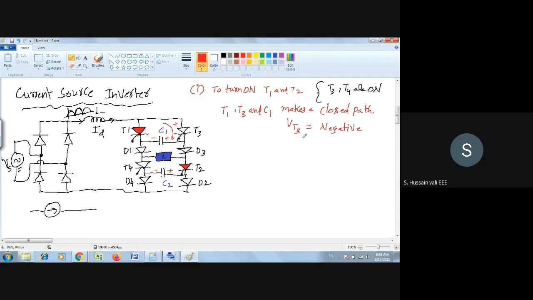So when the voltage across T3 is negative, I can say that as soon as I turn on T1, T2, and when I take the case of T1, T3 is turned off. Not only T3, here also the same thing. You take this closed path. Which closed path will you take here? This C2 is there.